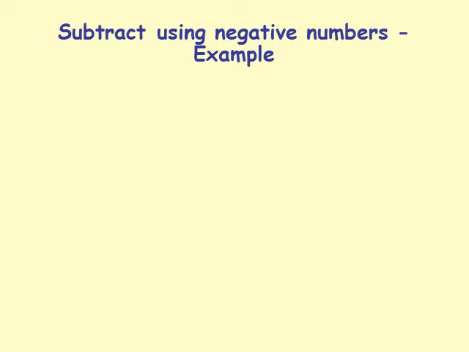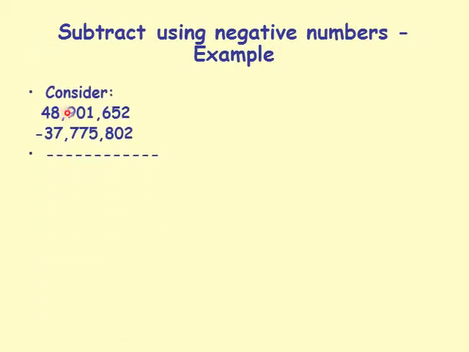Let's consider an example. The example is 48901652 minus 37775802. We are going to subtract this 8-digit number from another 8-digit number. So we subtract from left to right. In this method using negative numbers, I have no borrows to worry about and I can go left to right or right to left, either way.